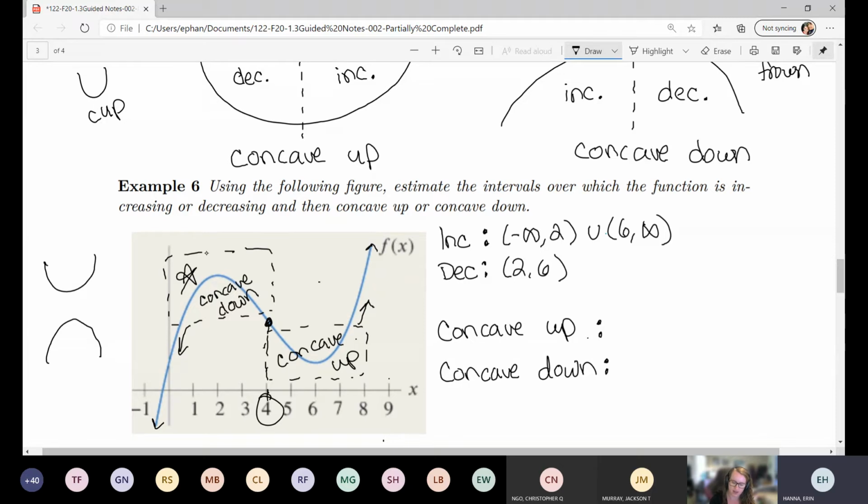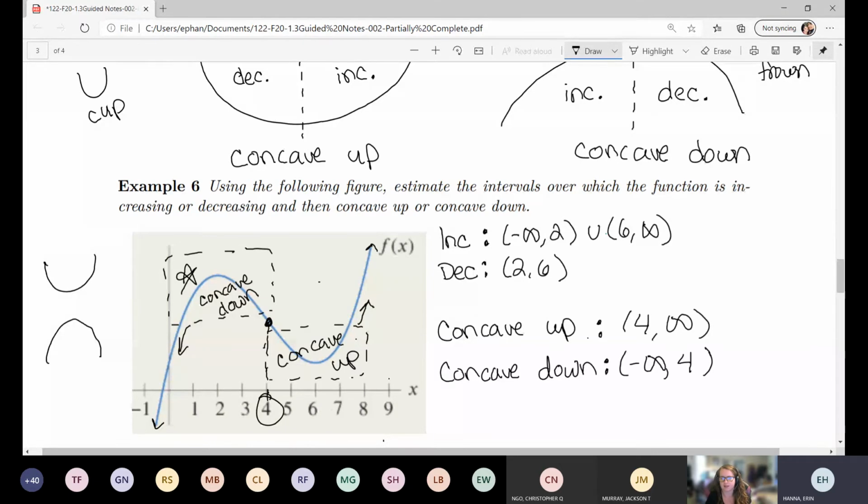So we've got that this first box is concave down, so that's from -infinity all the way up to 4. But then from 4 to infinity, it's concave up. Just like with increasing or decreasing, put a bracket on there if you want to, whatever floats your boat. I usually just default to parentheses everywhere, but same thing.